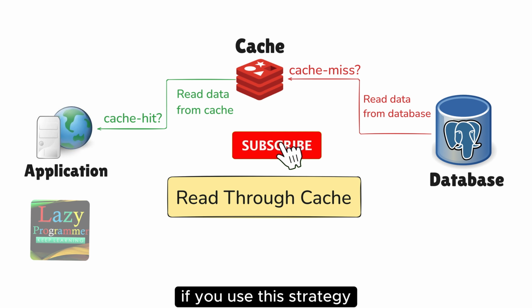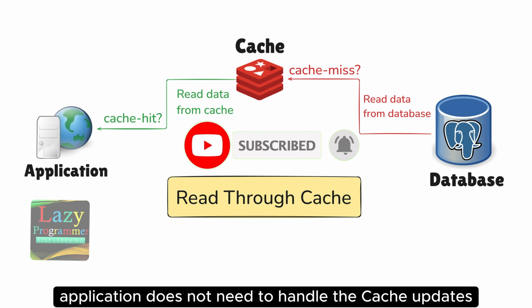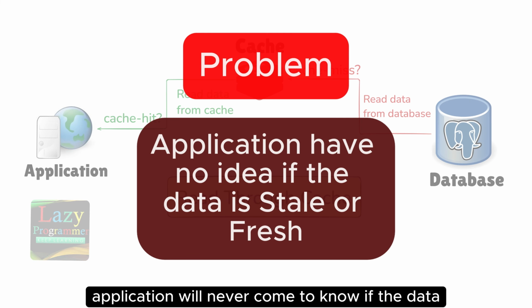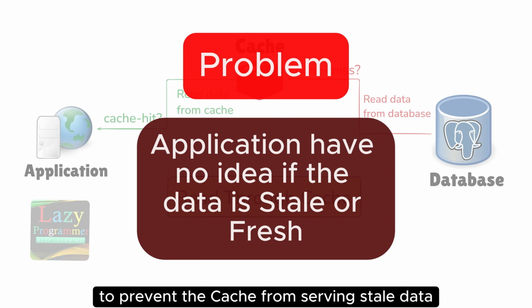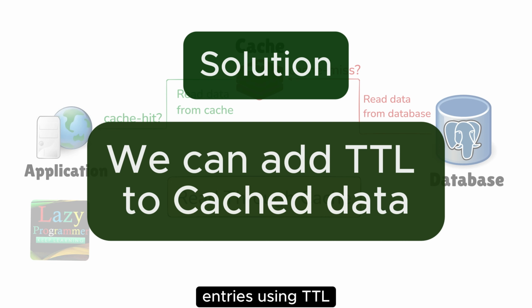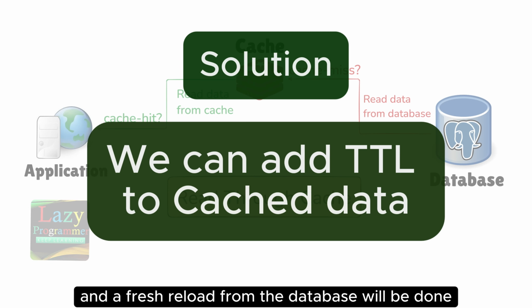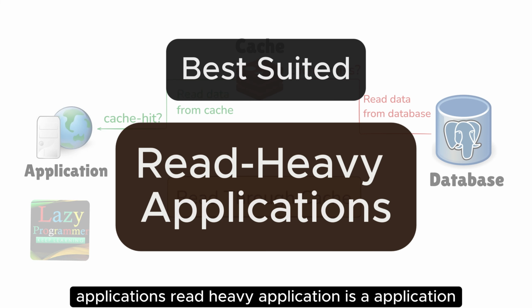If you use this strategy, it will simplify the application implementation, because the application does not need to handle the cache updates. But the biggest issue with this strategy is the application will never come to know if the data stored in cache is stale or fresh data. To prevent the cache from serving stale data, a time to live attribute can be added to the cached entries. Using TTL will automatically expire the data after a specified duration, and a fresh reload from the database will be done whenever it is needed. Read-through caching strategy is best for read-heavy applications.